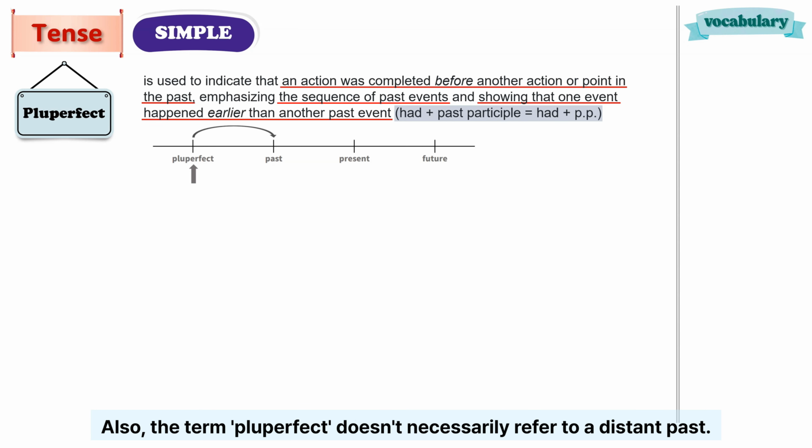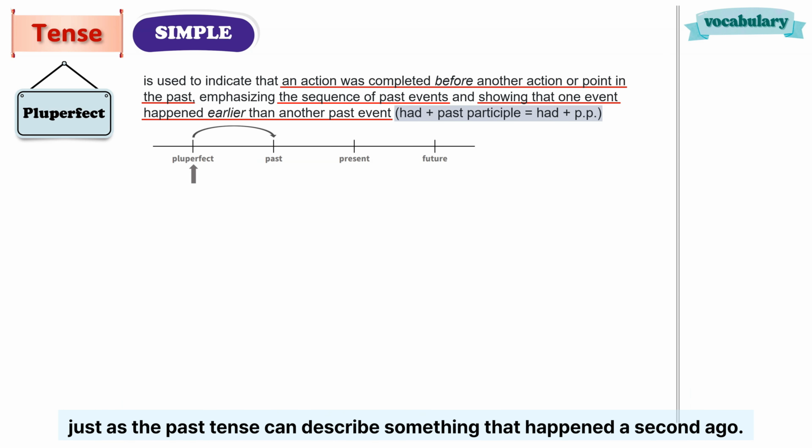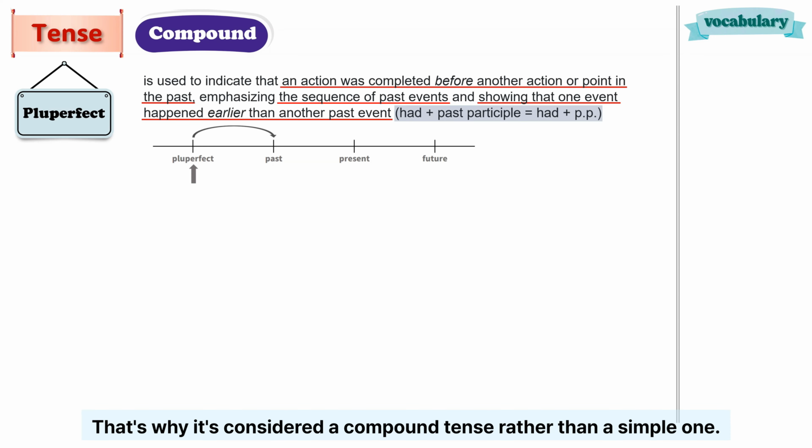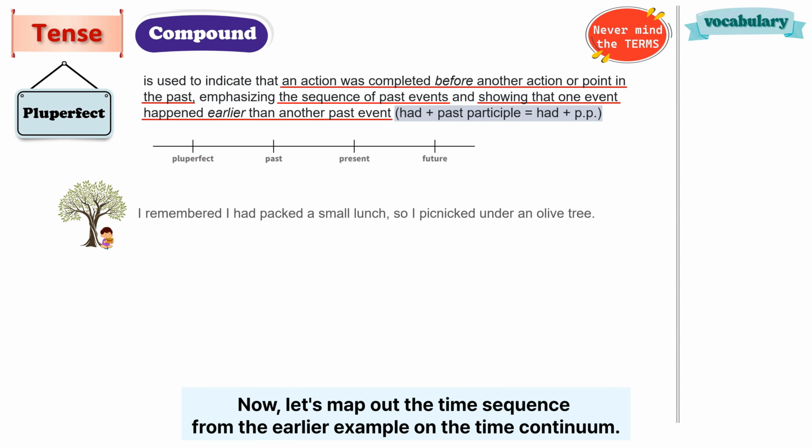Also, the term pluperfect doesn't necessarily refer to a distant past. Even an event that happened just 1 second before another can take the pluperfect form, just as the past tense can describe something that happened a second ago. That's why it's considered a compound tense rather than a simple one. But again, you don't need to worry about the terminology. Now let's map out the time sequence from the earlier example on the time continuum.